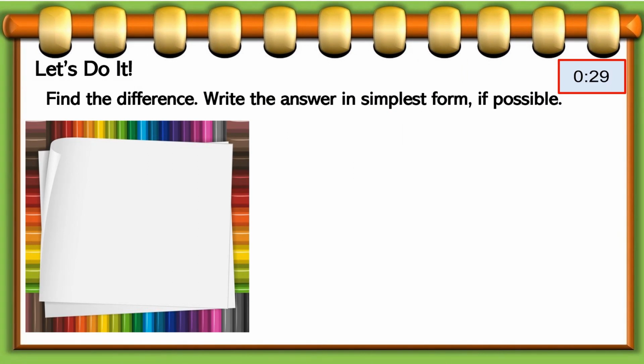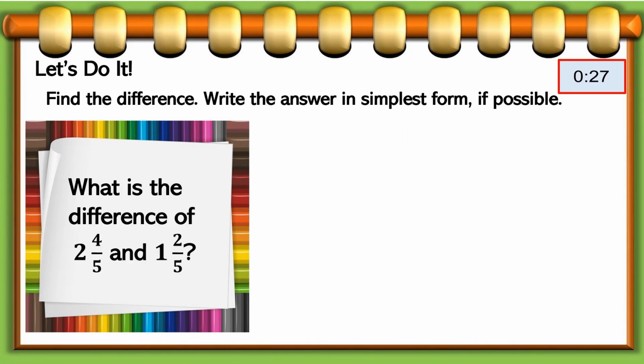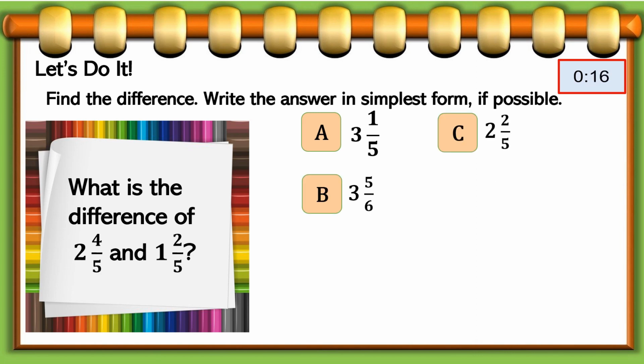And for the last question, what is the difference of 2 and 4 over 5 and 1 and 2 over 5? A, 3 and 1 over 5. B, 3 and 5 over 6. C, 2 and 2 over 5. D, 1 and 2 over 5. And the answer is letter D, 1 and 2/5.